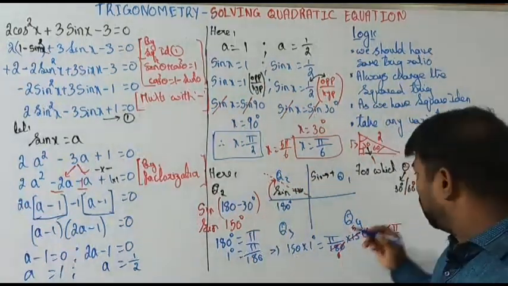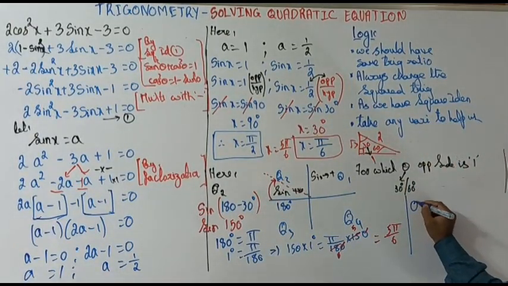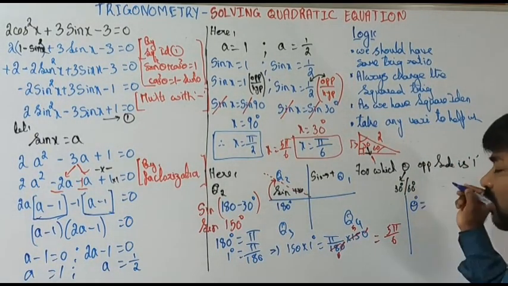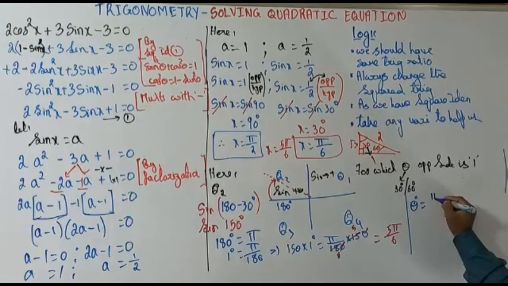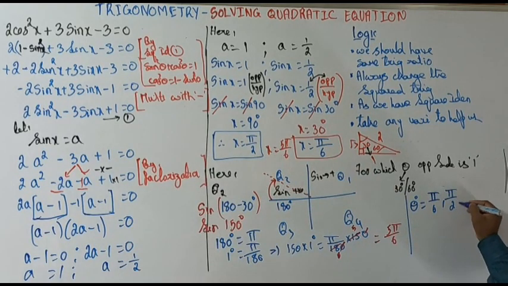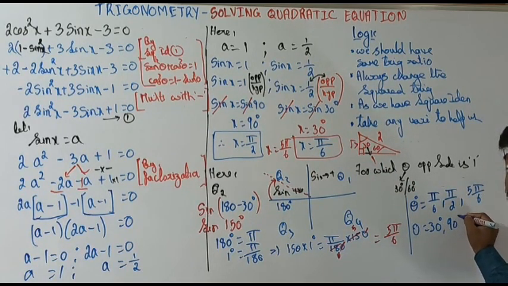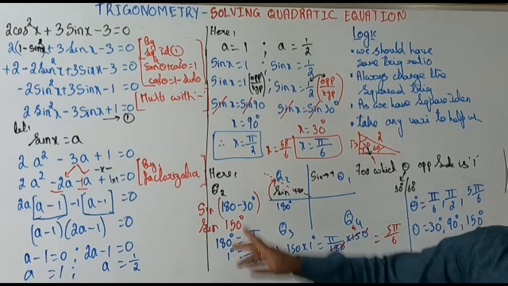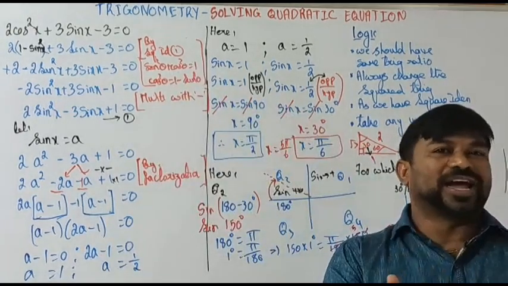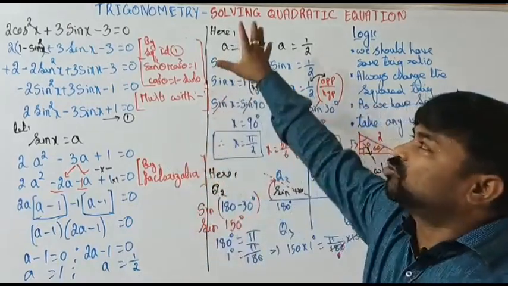If you check it out, I am writing the values: theta is equal to pi by 6, pi by 2 and 5 pi by 6, or theta is equal to 30 degrees, 90 degrees and 150 degrees. For all these values of theta, the quadratic expression is correct. This is how we are solving the quadratic equation in trigonometry.